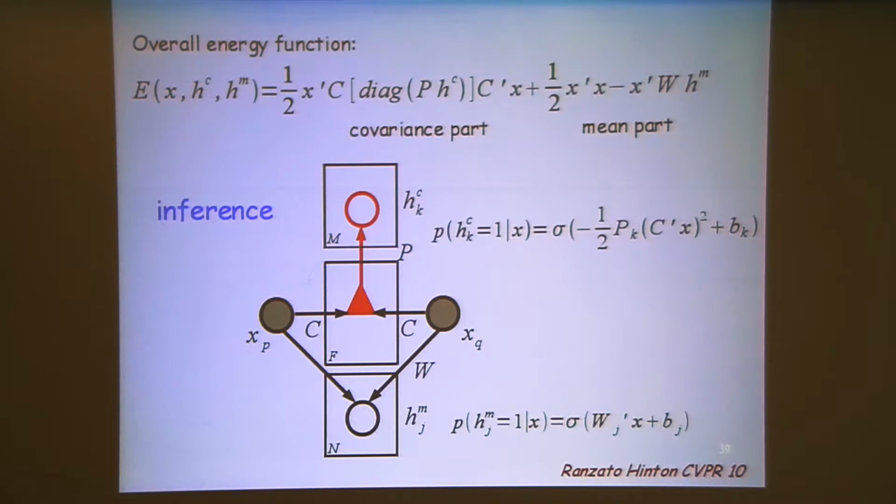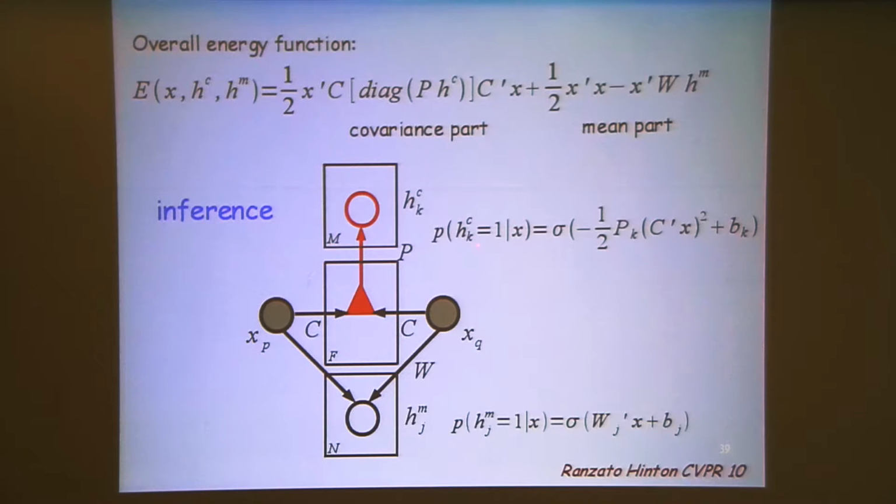However, computing the latent variables given the pixels is very easy. It's still very easy because there are no links between the latent variables, neither here nor here. In fact, let's start from here: computing the probability of a mean latent variable taking the state equal to 1 given the input is like the standard computation that you do in an RBM. You just do a weighted sum, add the bias, go through a logistic that gives you the probability.